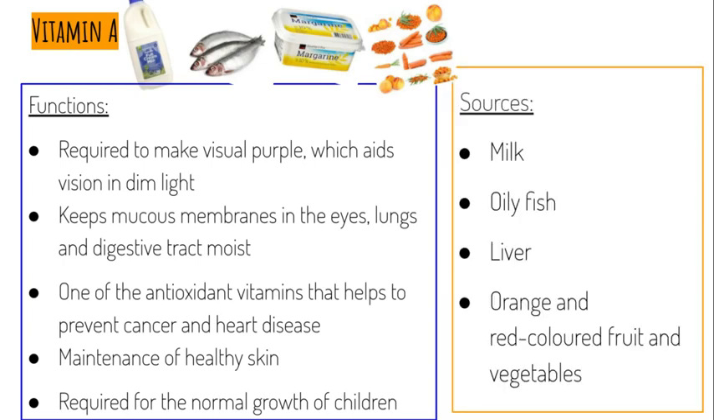The food sources of vitamin A include orange and red coloured fruit and vegetables like carrots and sweet potatoes, milk and oily fish like salmon and herring.